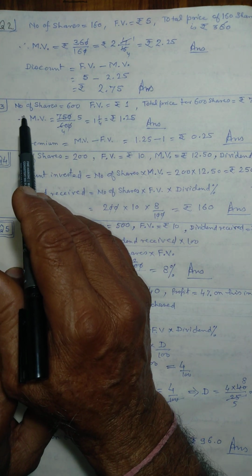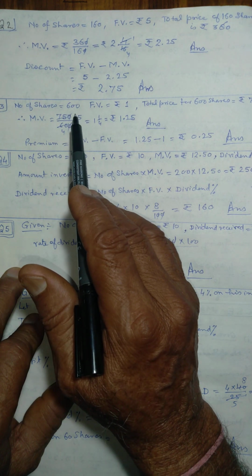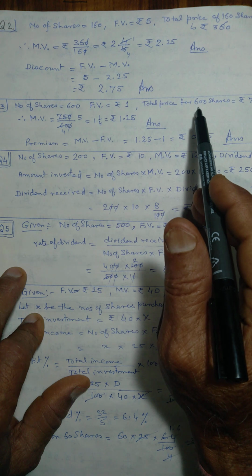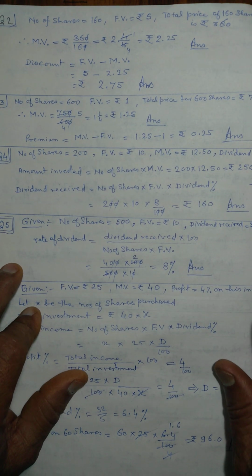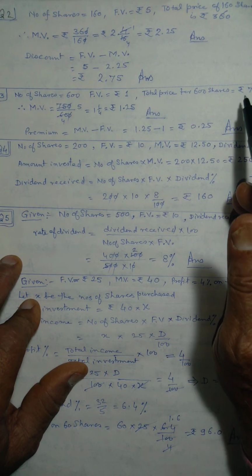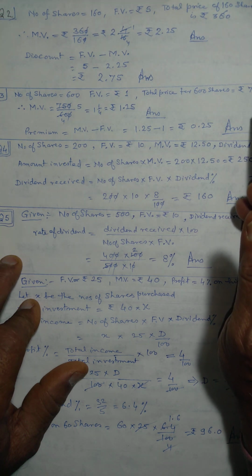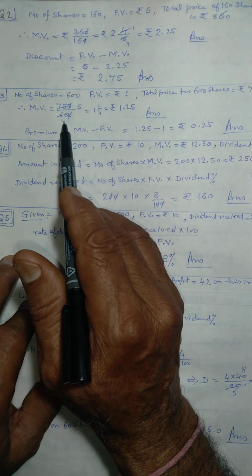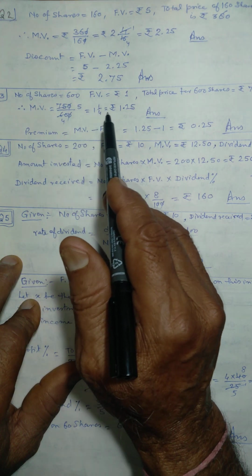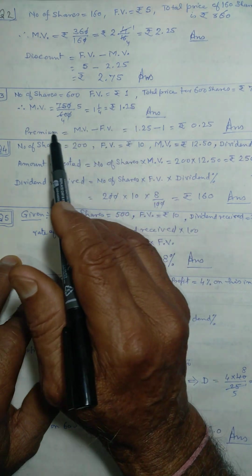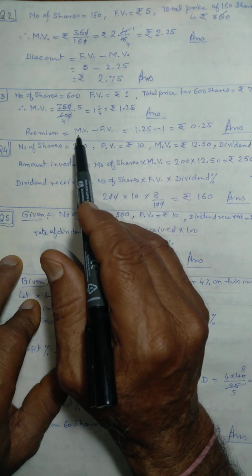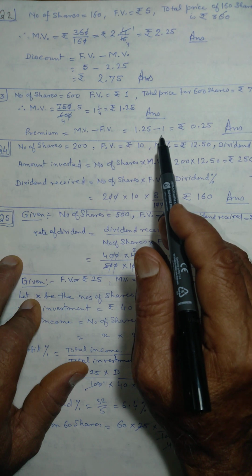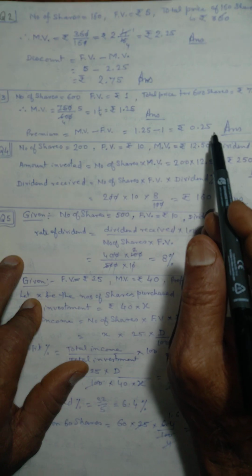Now question number 3. The number of shares is 600. Face value is rupees 1. Total price for 600 shares is equal to 750. So the market value will be equal to 750 divided by 600. It will be equal to 1.25 rupees. Premium is market value minus face value. So 1.25 minus 1, it will be equal to 0.25.